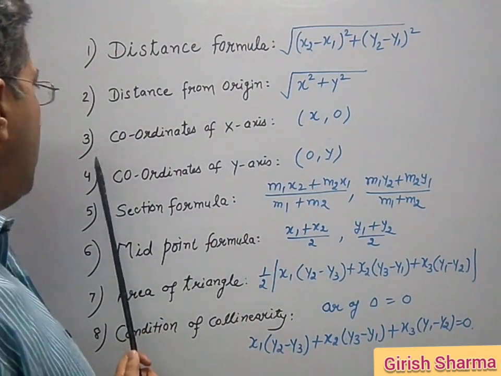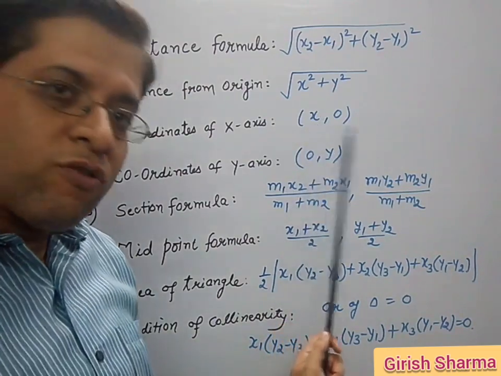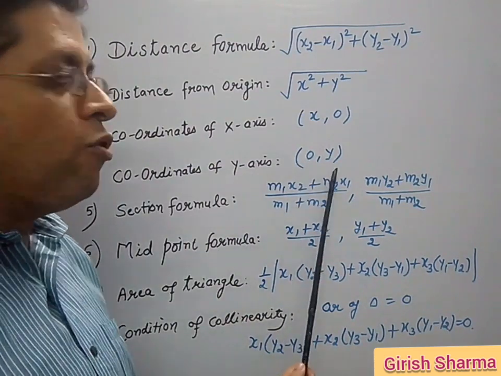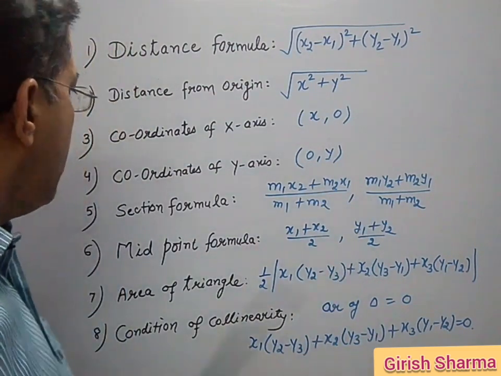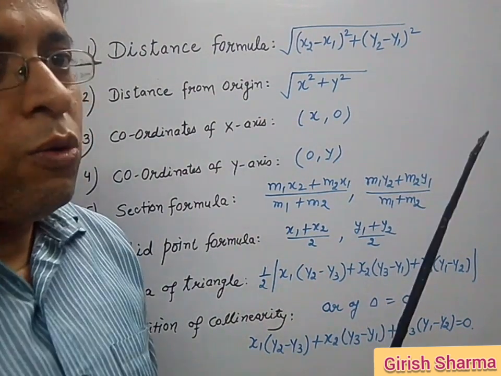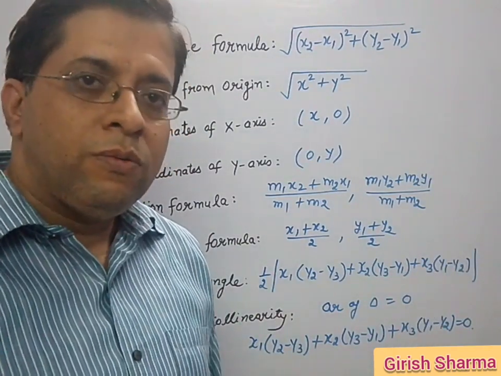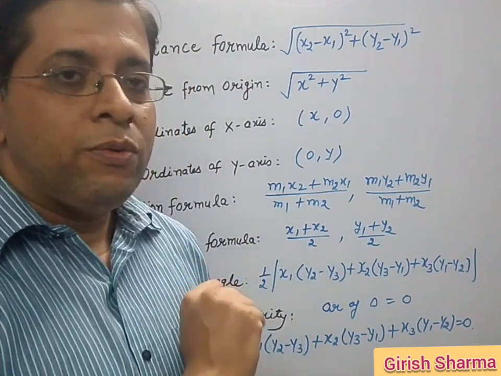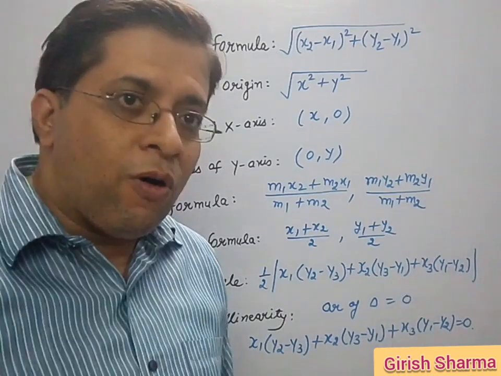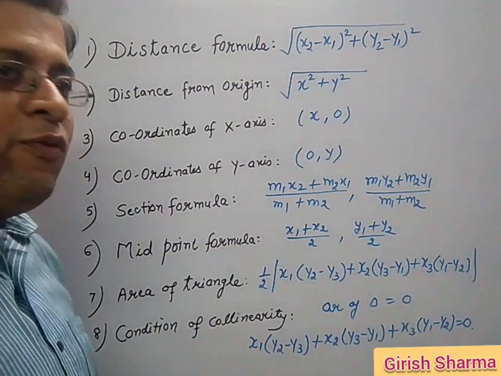Come on. Third one is coordinates on the x-axis. That will be (x, 0). Clear? Similarly, what will be the coordinates on the y-axis? (0, y). Come on. What is the section formula? Section formula we all know. See here: (m1 x2 plus m2 x1) upon (m1 plus m2), comma, (m1 y2 plus m2 y1) upon (m1 plus m2). This is it.